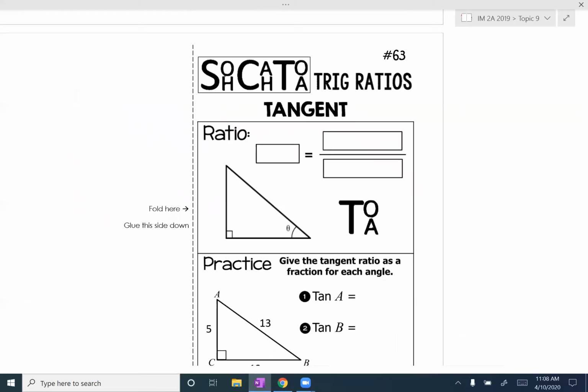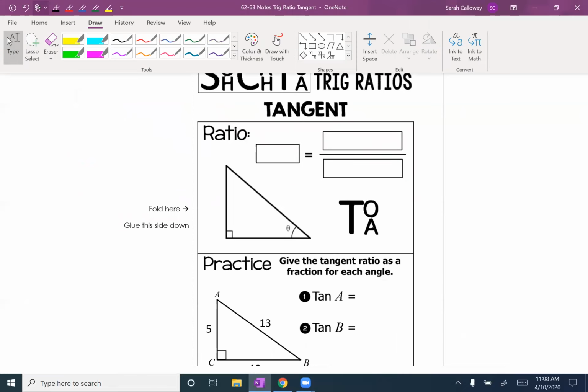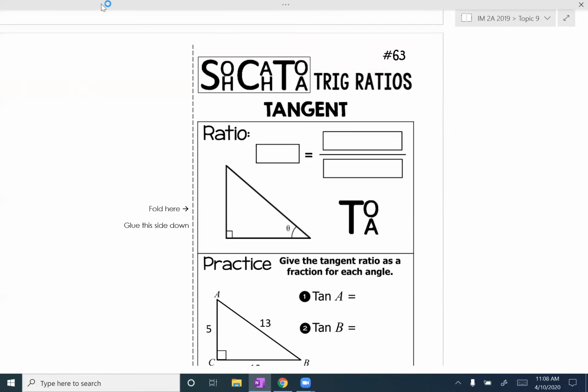There's this word in a box. It says SOHCAHTOA. This is just a mnemonic device to help you identify a trig ratio. Today we're going to talk about tangent, so we're going to think about TOA to create our trig ratio. If I'm given a right triangle and I want to do any of the trig ratios, my first step is to label my sides as opposite, adjacent, and hypotenuse.